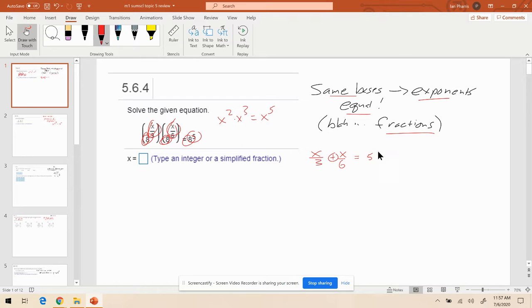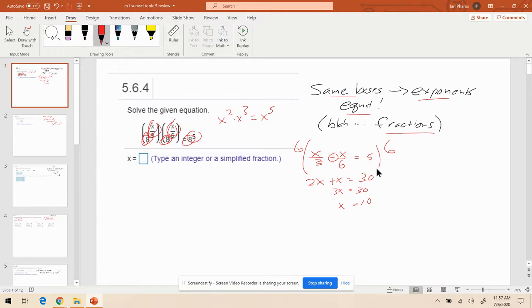So let's use our old topic 1 technique of busting up the fraction by multiplying everything by the common denominator 6. So 3 goes into 6 2 times. That's going to be 2x plus x equals 30. So that's 3x equals 30. So x must equal 10.